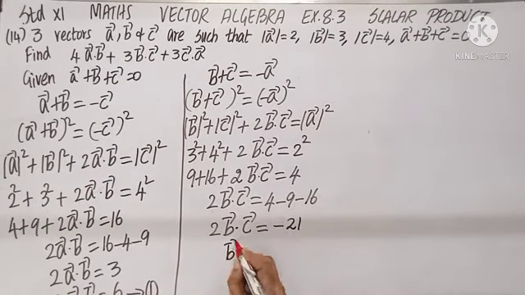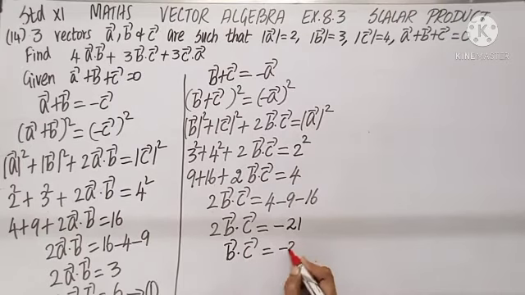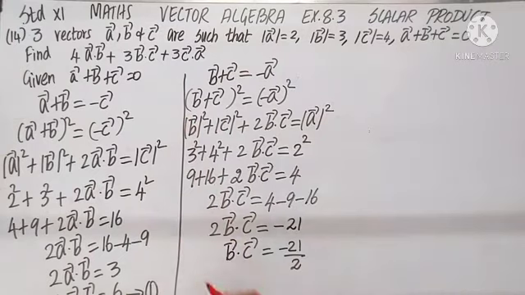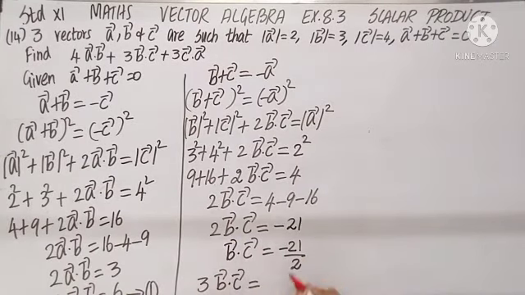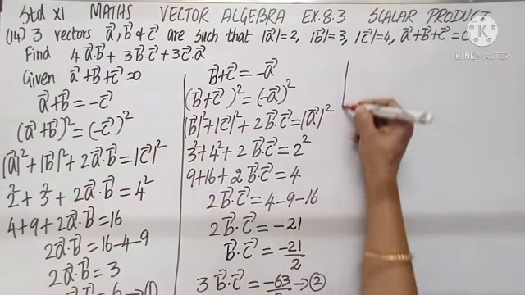So what is B dot C? It is minus 21 by 2. But I want 3 times B dot C in the question. As I multiply by 3, it is minus 63 by 2. Call it as number 2.